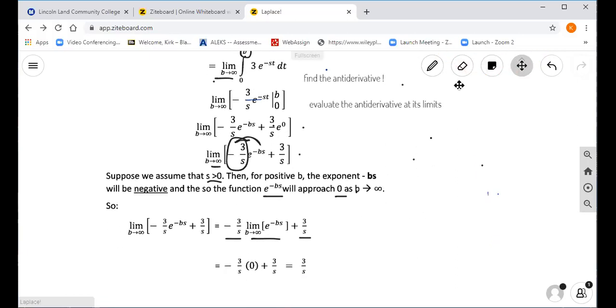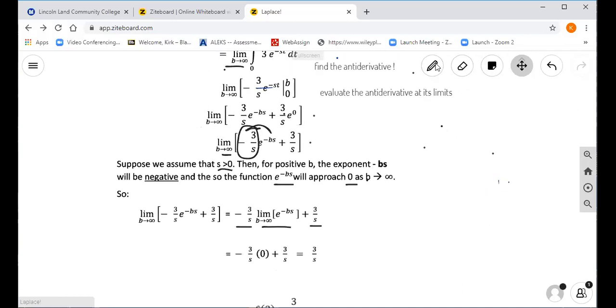And now, since that expression right there is approaching 0 in the limit, that in fact means that that first piece is going to approach negative 3 over s times 0, which is 0. And we've deduced that that limit is in fact 3 over s. It does converge to a value of 3 over s, provided we assume that s is greater than 0.